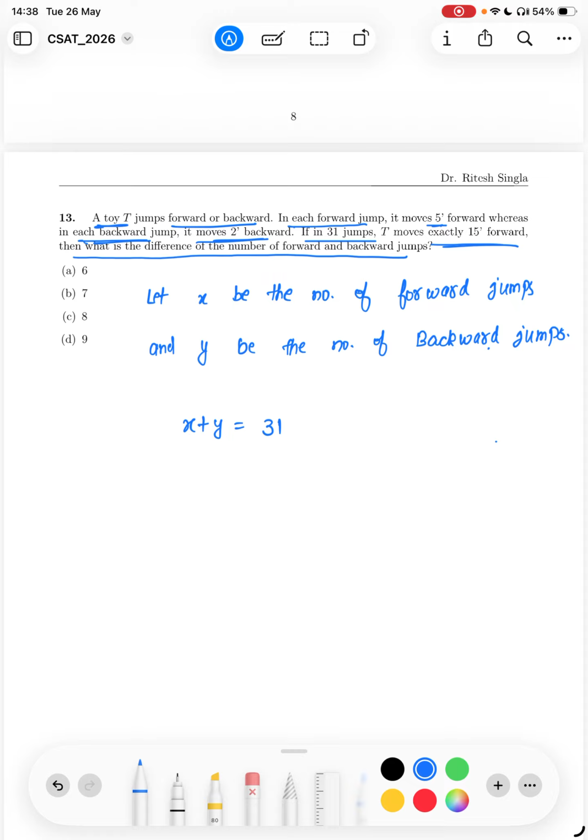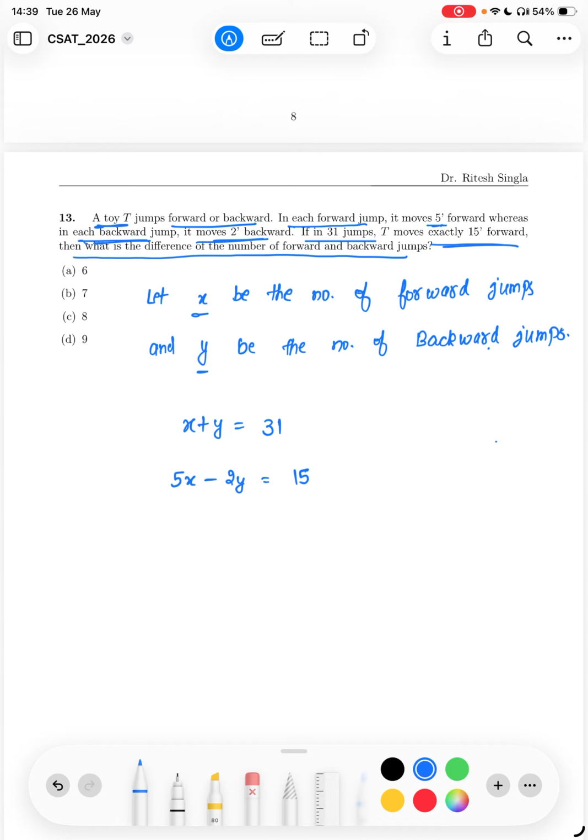Secondly, with each forward jump, it is going 5 feet forward. And we are saying he has taken x many forward jumps. So how much has he moved forward? It will be 5x. Similarly, for each backward jump, he is moving 2 feet backward. And we are saying we are taking y number of backward jumps. So how much backward has he moved? It is 2y. And in total, he is at the 15 feet forward position. So basically 5x minus 2y is equal to 15.